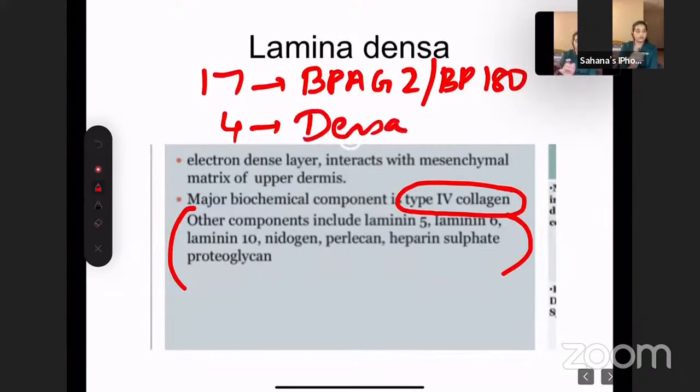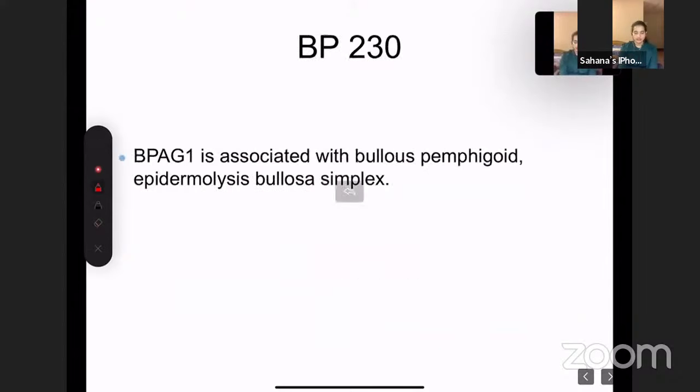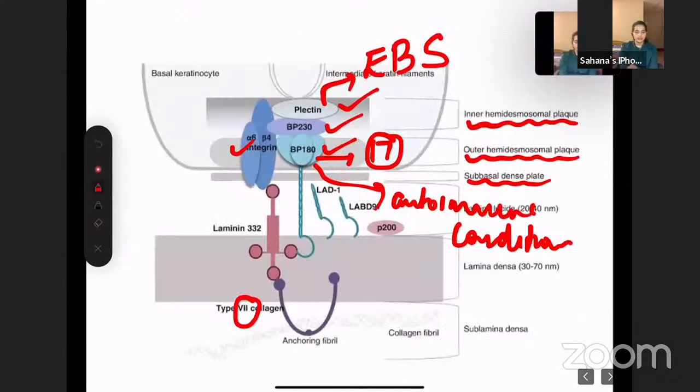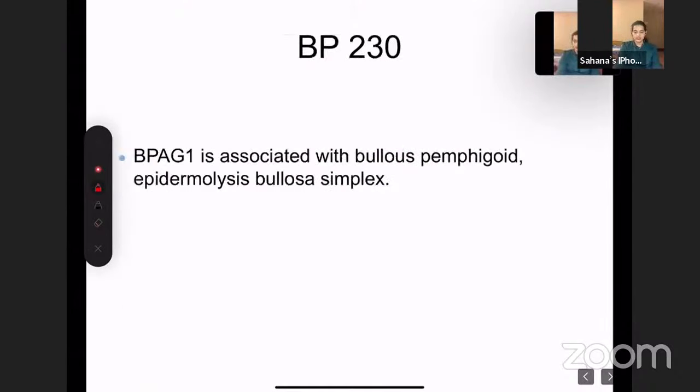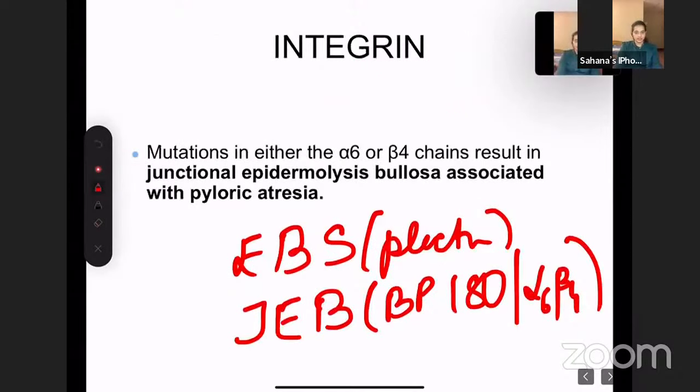I told you about one more collagen. What was that? This is collagen 7. Collagen 7 comes in the Sublaminar Densa. So there's 17 here, there's 4 here and there's 7 here. You need to remember these three things, a lot of different types of collagen. Collagen 17 comes in the hemidesmosome, collagen 4 in the Lamina Densa, and collagen 7 below the Lamina Densa in the Sublaminar Densa. I know all this is very confusing, but it is very important to us clinically.